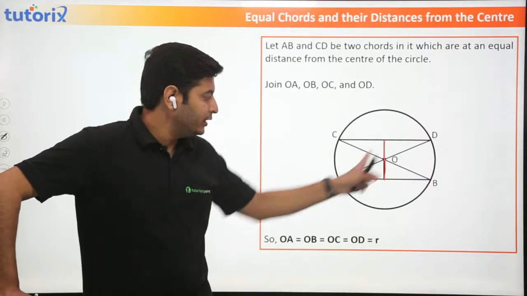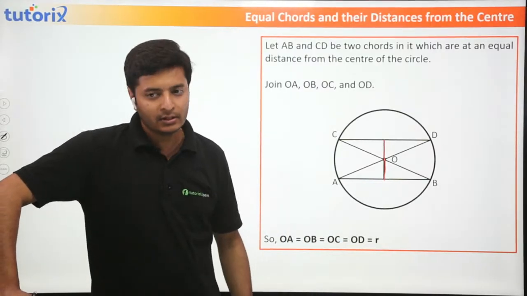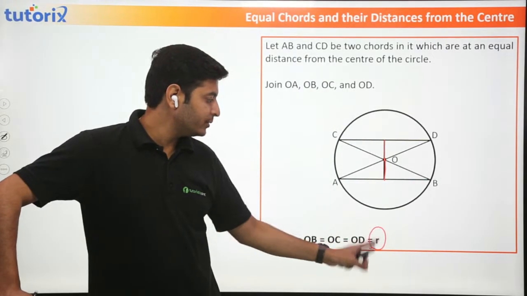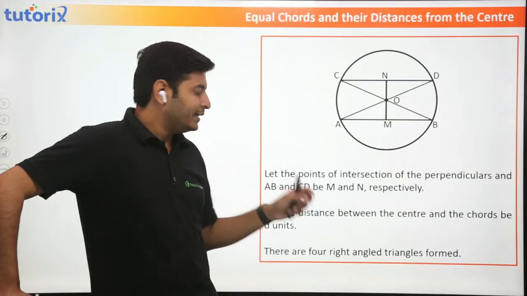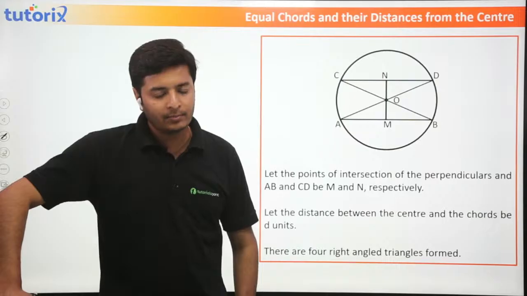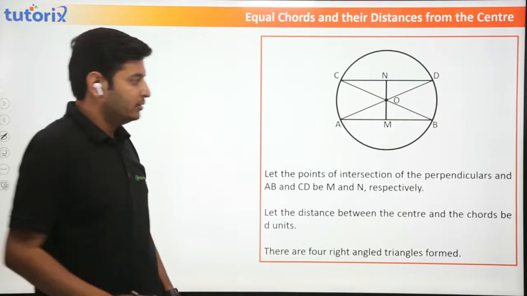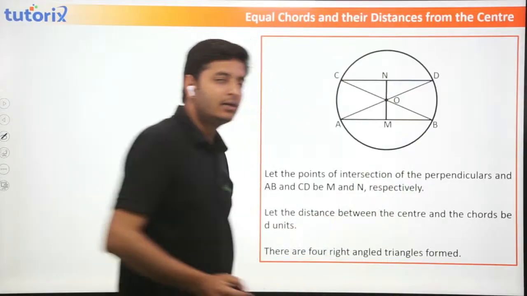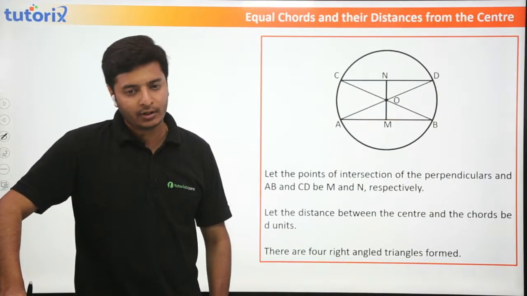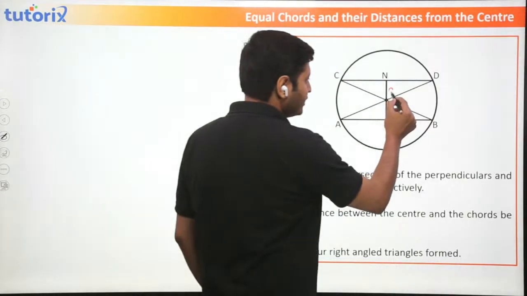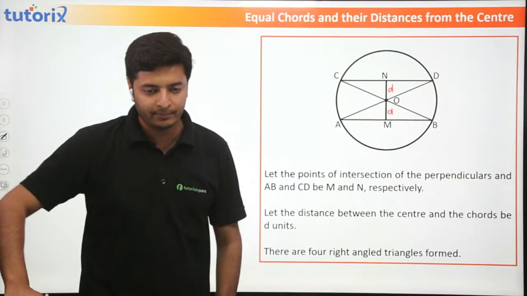See, OC, OD, OA, OB, they all are radii of the same circle, so consider their value to be R. Now, let the points of intersection of the perpendiculars on AB and CD be named M and N. So we are going to name these two M and N. Now let the distance between the center and the chords be D units. Why D units? Because it is already given that they are equal, so we can use a single value D.